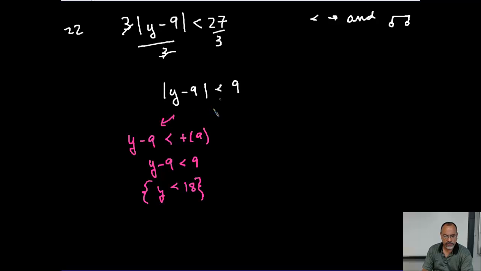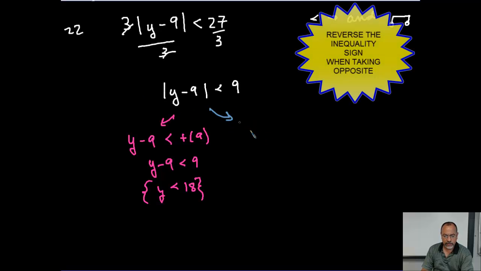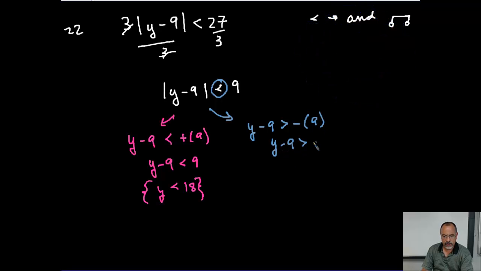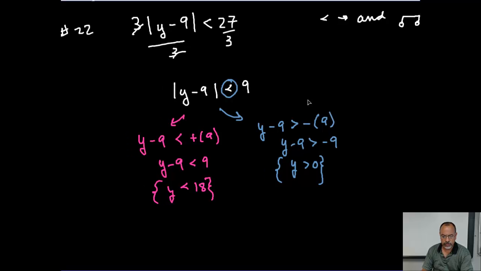Then I need to go ahead and write the second one. So again, I take what's inside the absolute value. Now remember, I have to reverse the sign because I'm taking the opposite of this whole side. So y minus 9 greater than -9, so y is going to be greater than 0. So there's my second inequality.